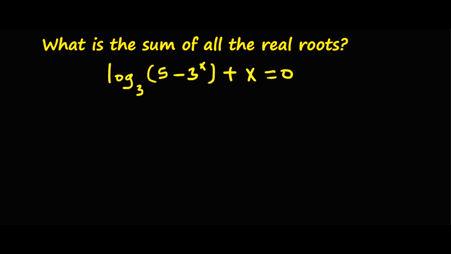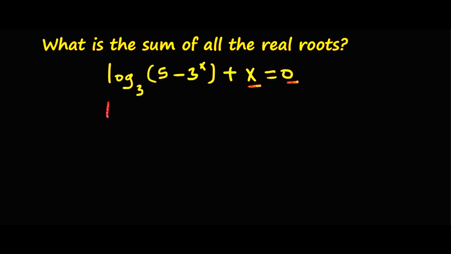What is the sum of all the real roots of log to base 3 of (5 minus 3 power x) plus x is equal to 0? So the first thing we're going to do is make sure that every term in this equation is in terms of logs. So we can write x and 0 as logs.